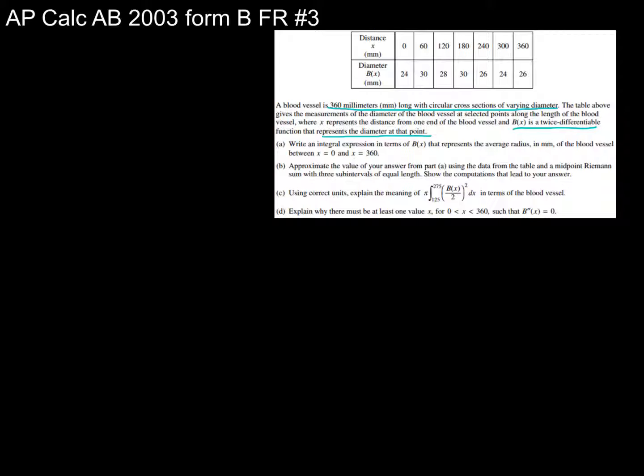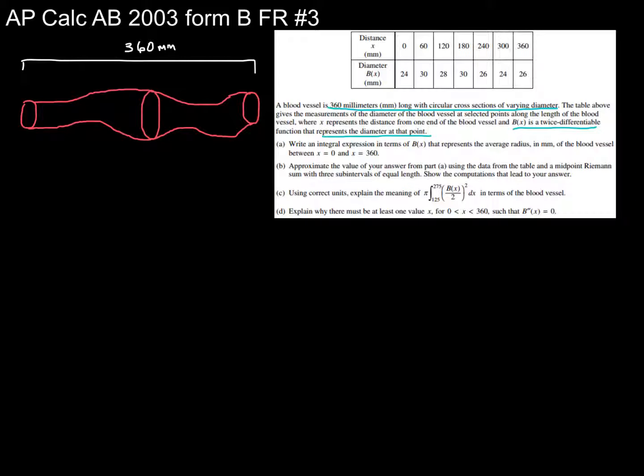So the first thing that I have is a blood vessel that is 360 millimeters long, and it's circular at every point along the way, but those circles vary in diameter. So let's go ahead and draw a quick picture. Here we have it, and notice a couple of key things. Obviously I have the total length of the blood vessel, but I've also drawn it so that I can see that the diameter is varying as I move across, and I'm just going to go from right to left. I think that makes the most sense here.